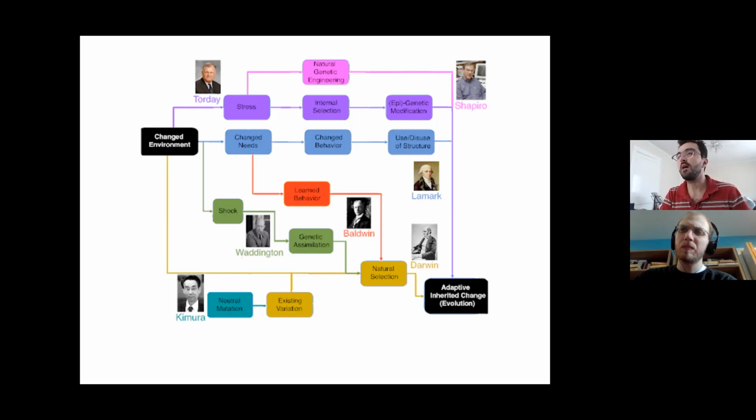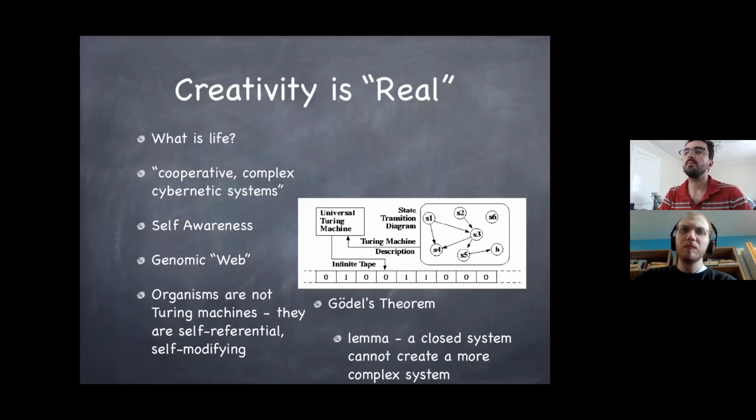And of course, there's classical, what we might call Lamarckism or neo-Lamarckism. The needs of the organism change, its behavior changes, and then there's a use or disuse of structure that is then passed down somehow. So those are the points I want to talk about here.